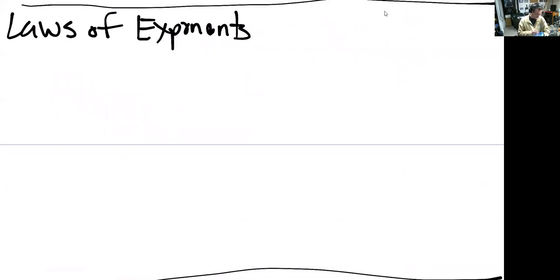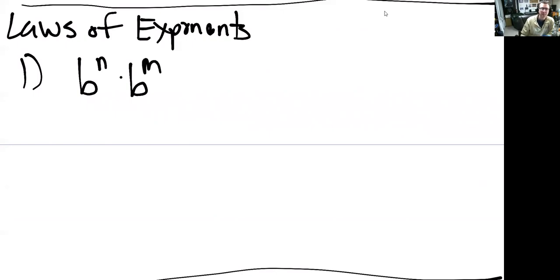So the first law tells us what to do if we have 2 exponentials multiplied together when they have the same base. So let's take base b to the nth power times the second exponential with the same base. It's the same number to any power. So what do you do in a situation like this? You can think about, like, 2 squared times 2 cubed. What should we do there?